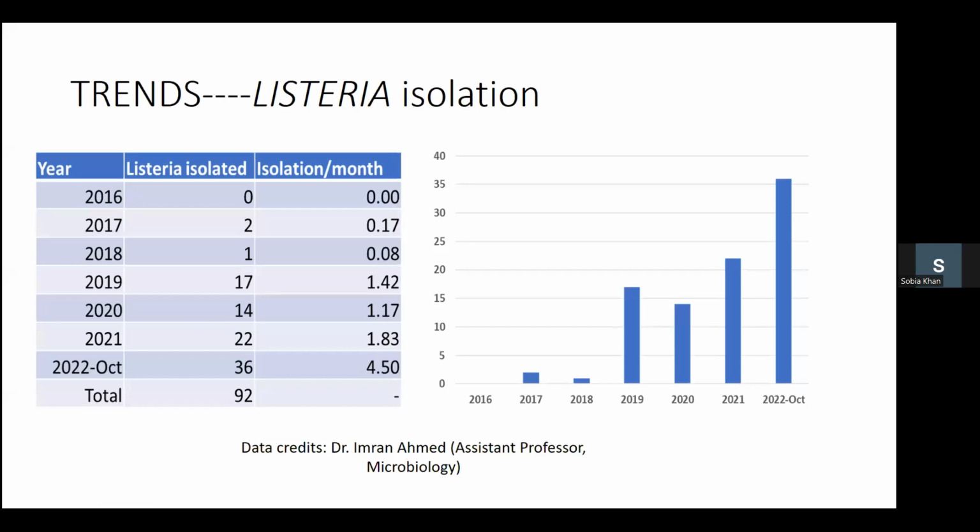Okay, so interestingly, what we thought of was, why is Brucella decreasing, whereas a similar pathogen, spread by similar transmission routes, which is listeria, is on the contrary increasing. And thanks to Dr. Imran for providing me with this data that he compiled for his research study. So this clearly shows an increasing trend in listeria isolation, and this is from all the sites, not only blood culture, by the way. So why is that so?